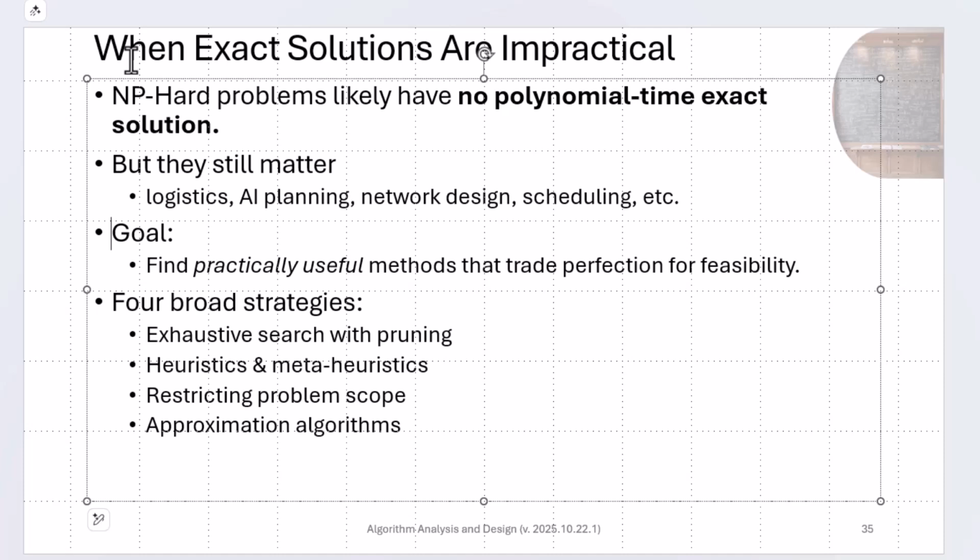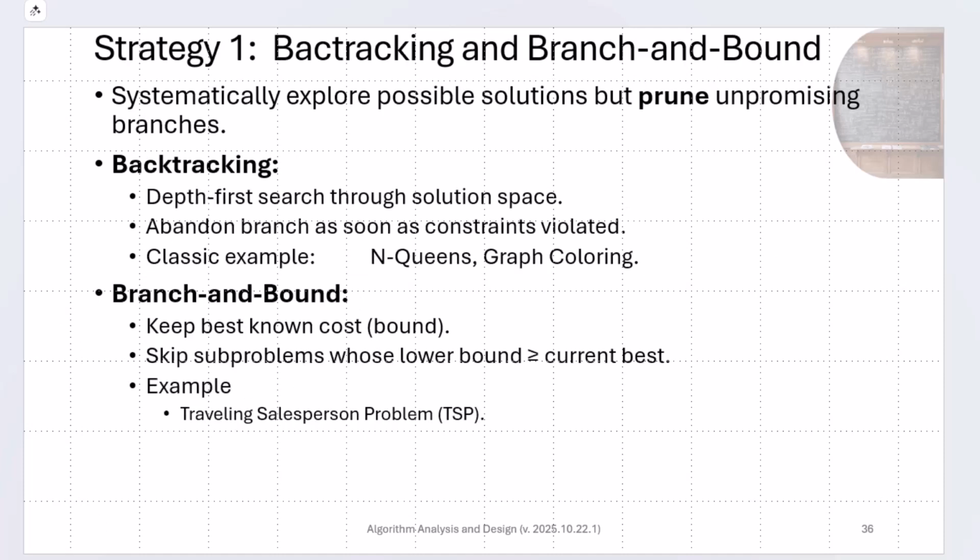Four broad strategies are exhaustive search with pruning, heuristics and meta-heuristics, restricting the problem scope, and approximation algorithms that don't give you an exact solution. So strategy 1, backtracking and branch and bound, systematically explore possible solutions but prune unpromising branches.